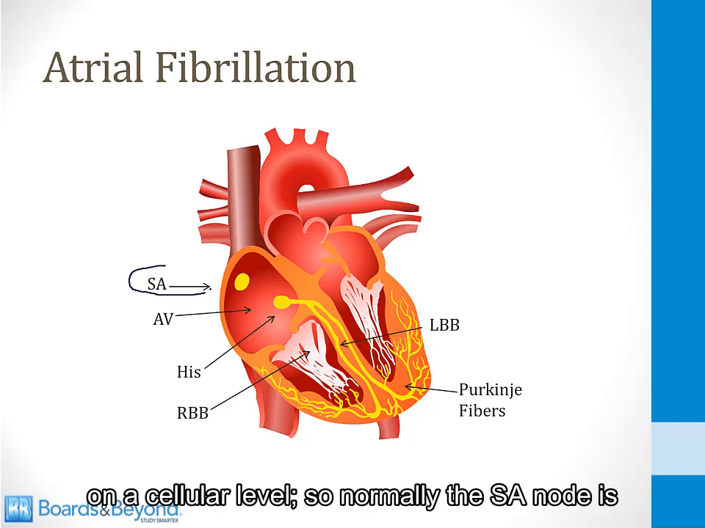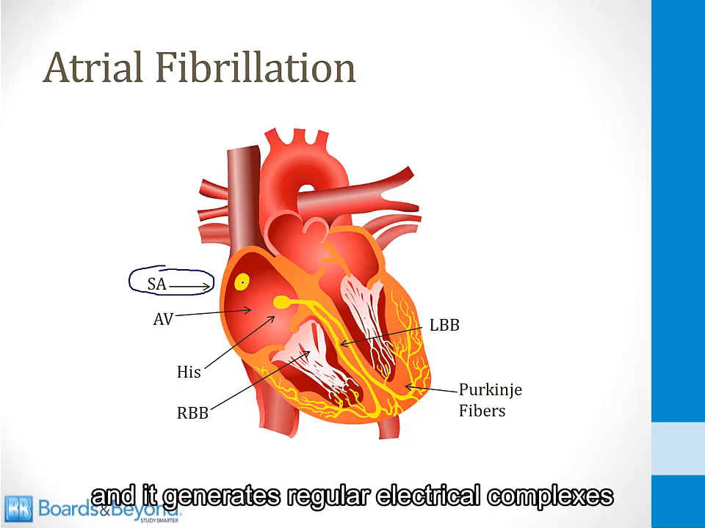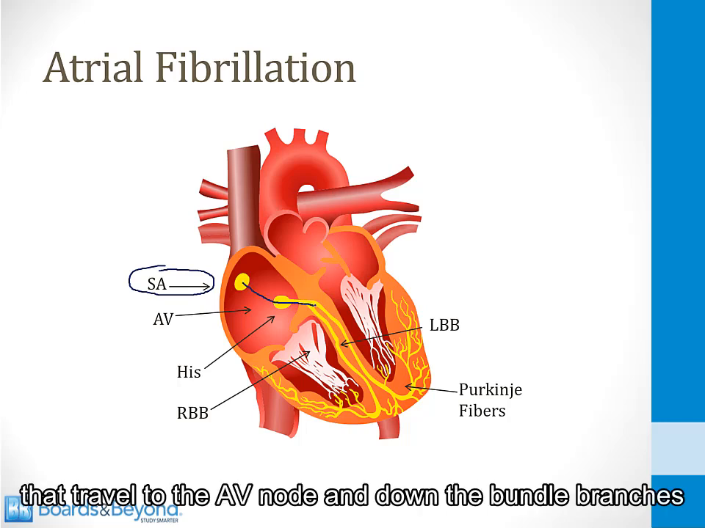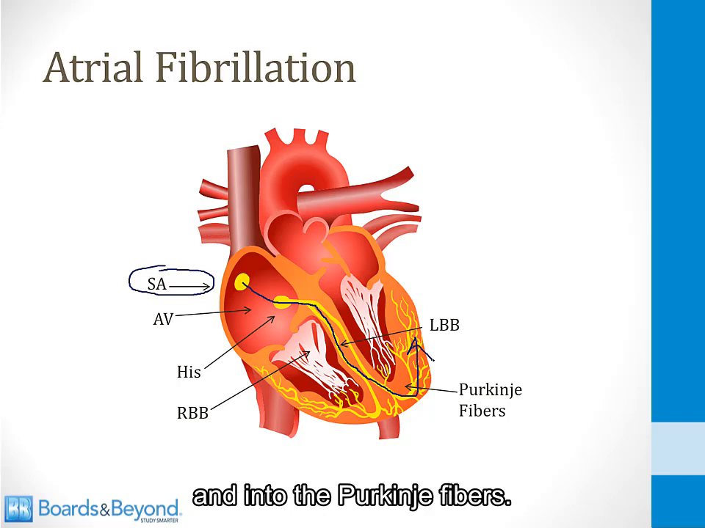Let's talk about what's happening in atrial fibrillation on a cellular level. So normally the SA node is the pacemaker of the heart, and it generates regular electrical complexes that travel to the AV node and down the bundle branches and into the Purkinje fibers.